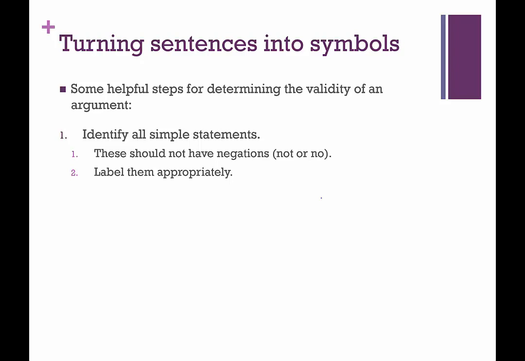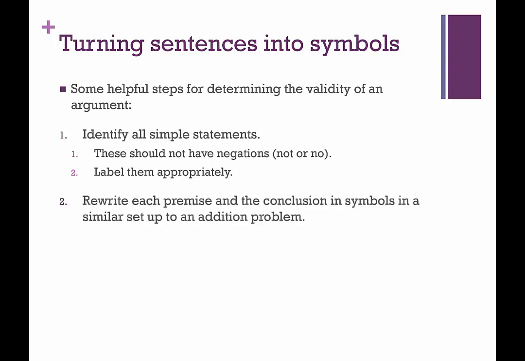And we want to label them appropriately. That's either using P or Q or using things that represent what we see in the sentence. So for today is cloudy, we might use C for cloudy.